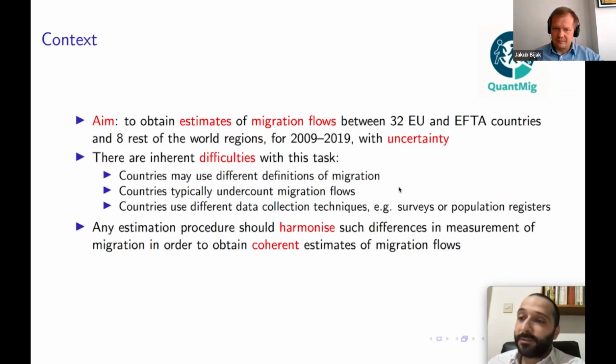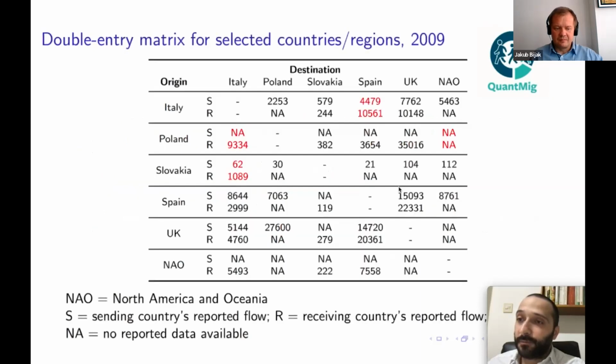Another issue is that countries may use different data collection techniques, for example, surveys or population registers, which means that the accuracy at which migration data are collected may vary with country. This is something we need to take into account. So the challenge is to harmonize these different measurements of migration in order to obtain coherent estimates of migration flows.